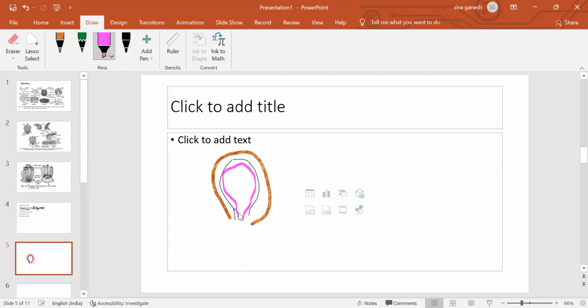They were formed by the fusion of many placoid scales.